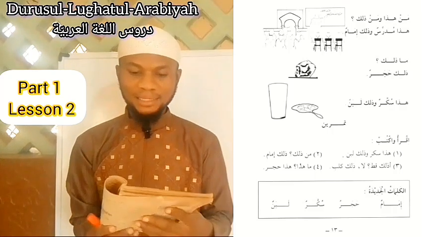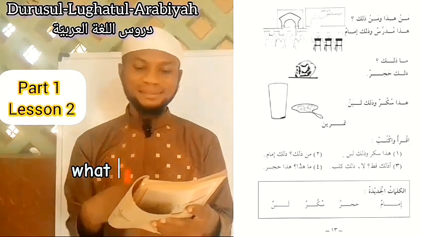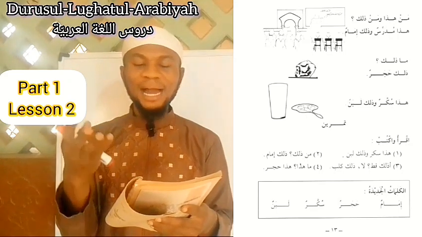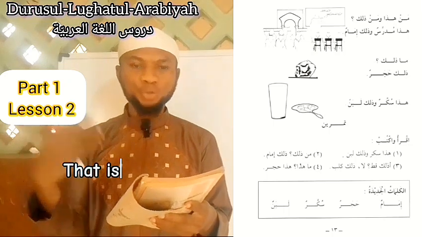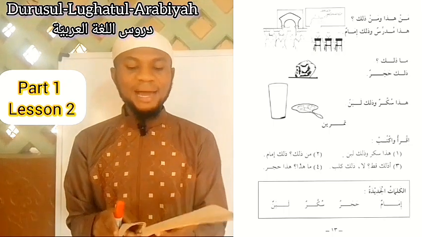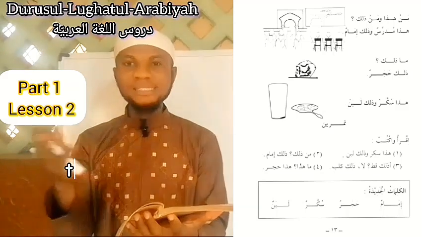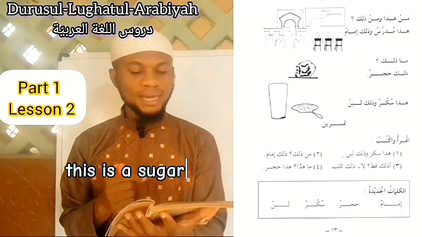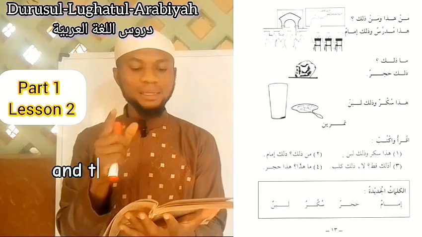مَا ذَلِكَ, what is that? Dhalika hajar, that is a stone. Hadha sukar, this is sugar. Wa dhalika laban, and that is milk.